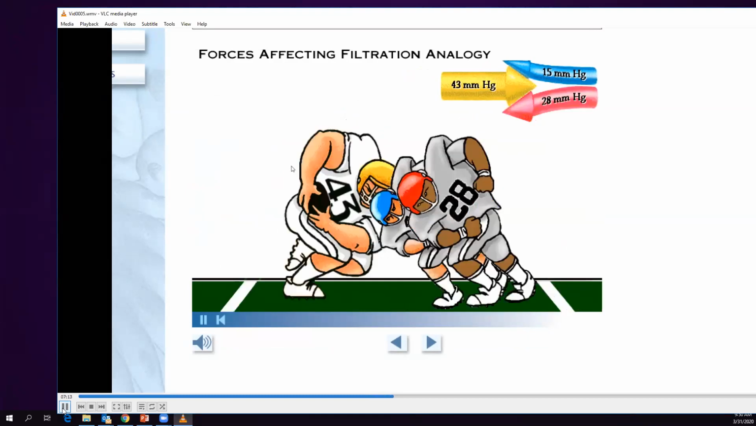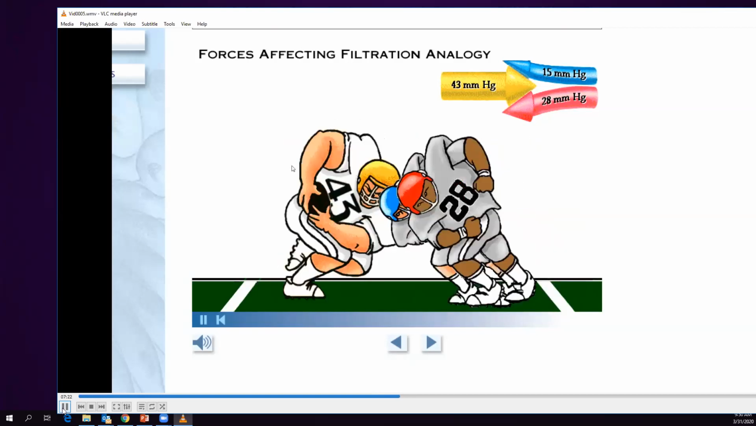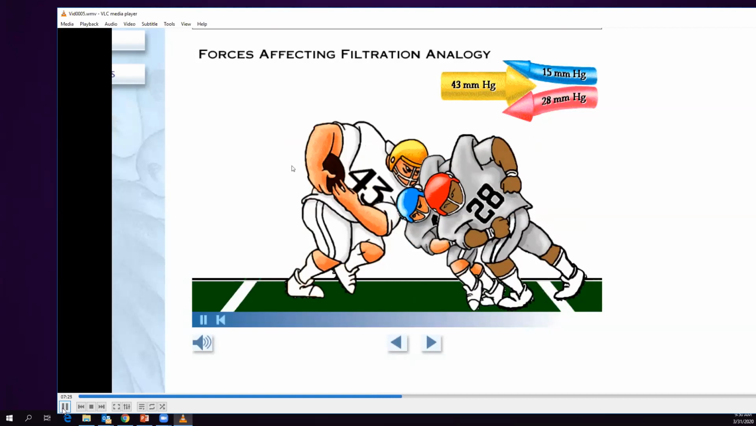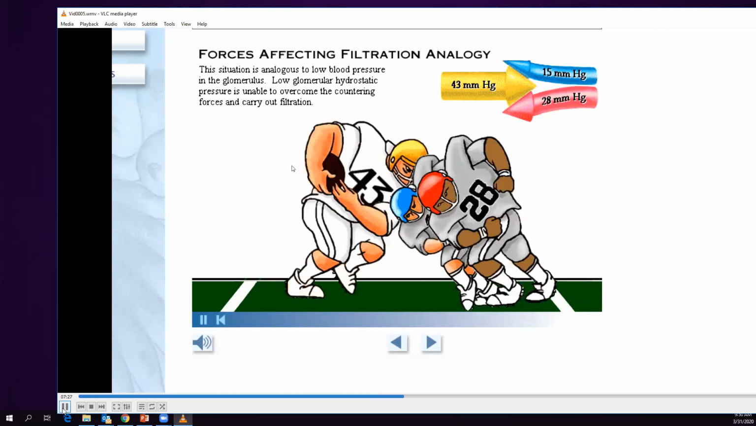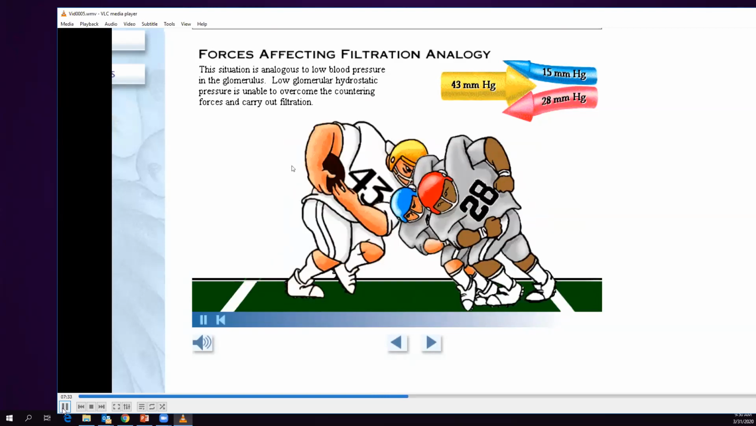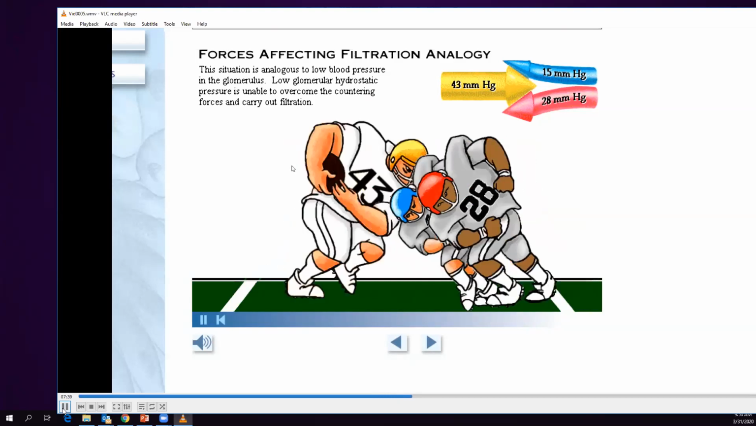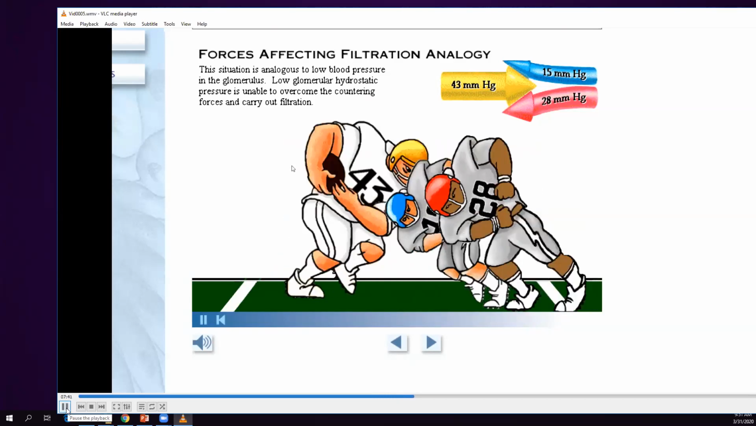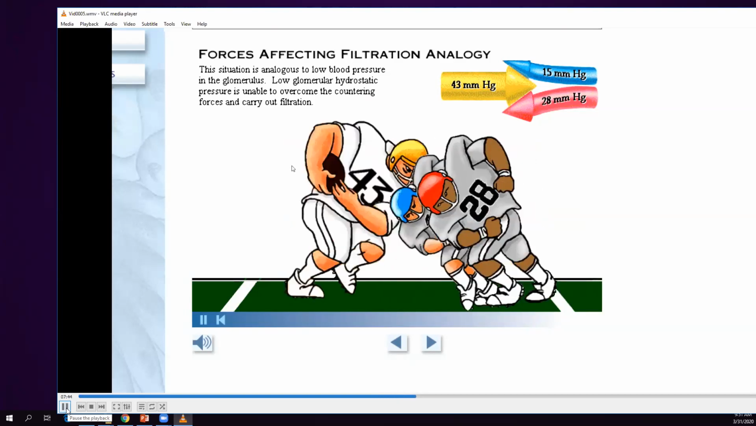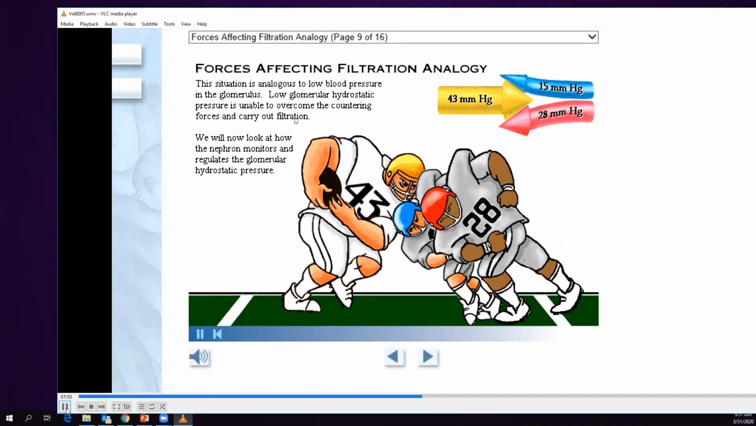Here, the two opposing forces, players number 15 and number 28, add together to counteract a smaller, weaker player, number 43, stopping his forward progress. This situation is analogous to glomerular hydrostatic pressure, too low to overcome the countering forces and carry out filtration. This is referred to as kidney shutdown or acute renal failure. Serious consequences will occur unless increased pressure and filtration are resumed. We will now look at how the nephron monitors and regulates the glomerular hydrostatic pressure in order to maintain a relatively constant rate of filtration.